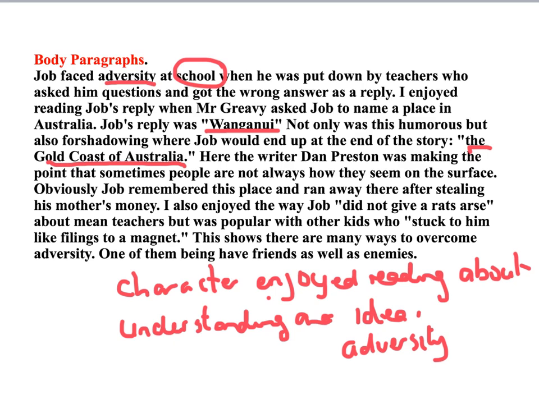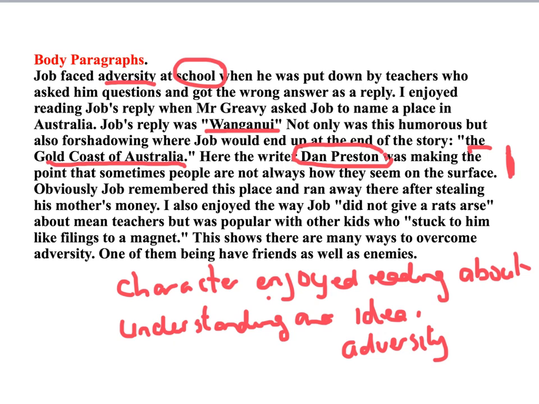One of the things that I've said to students is always try and put the author's name into body paragraphs at least once if you can. That will lead you maybe to higher level thinking. And here I've put the words Dan Preston. The writer Dan Preston was making a point. He is trying to show something, that people are not always how they seem on the surface. So that is a high level point that can lead to excellence.